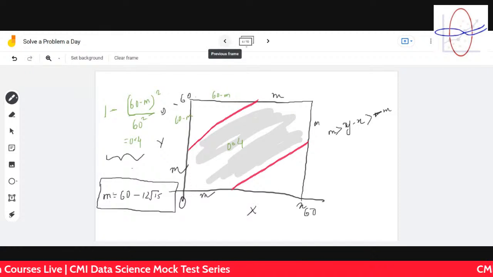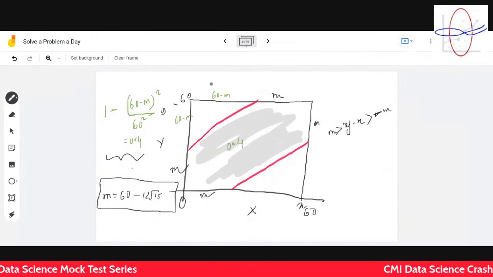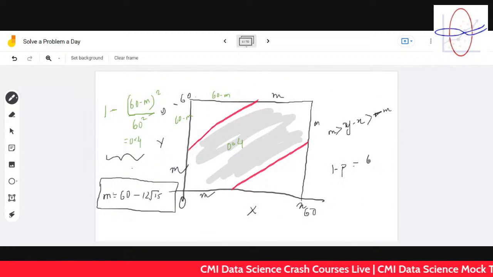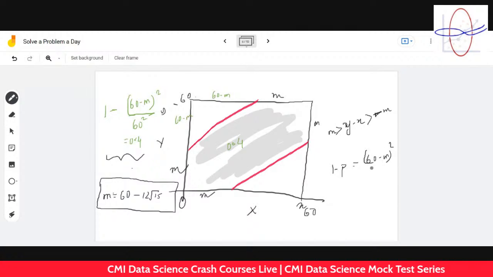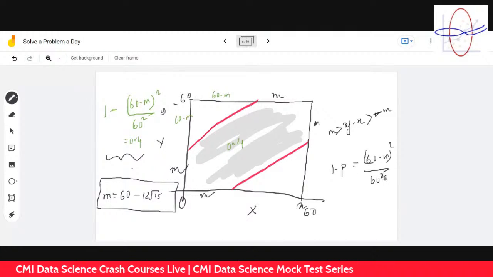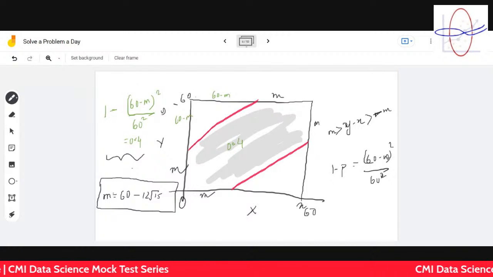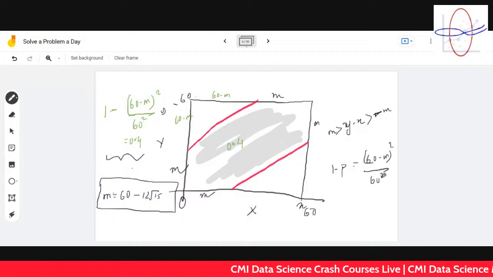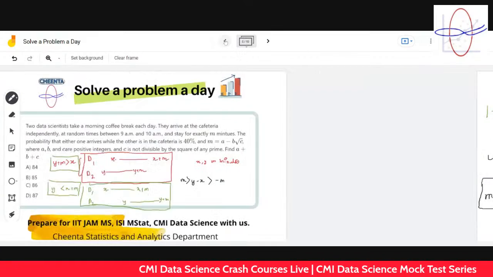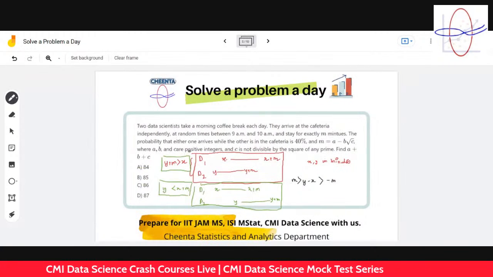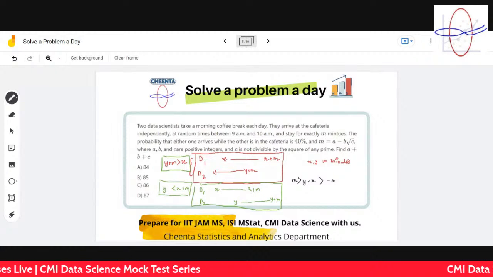It's really beautiful. Let's try to understand 1 minus p is equal to (60 minus m) whole square by 60 square. If p becomes large, then m also becomes large. That's very natural, that comes naturally. And one thing you can do is find, for general p, what will be the value of m.